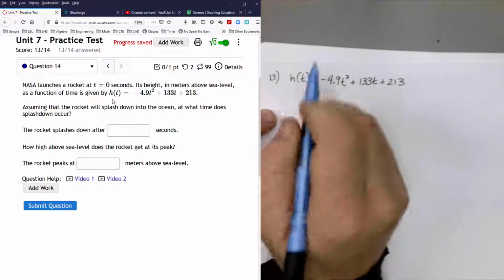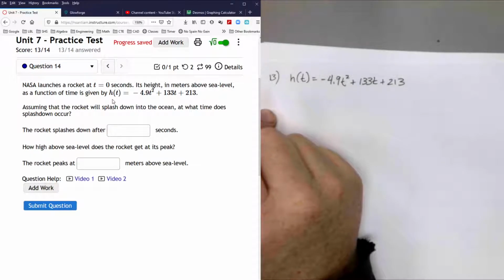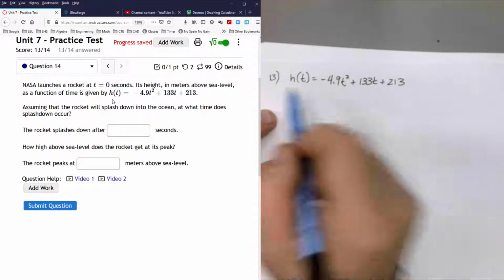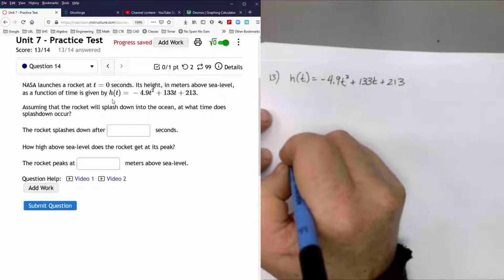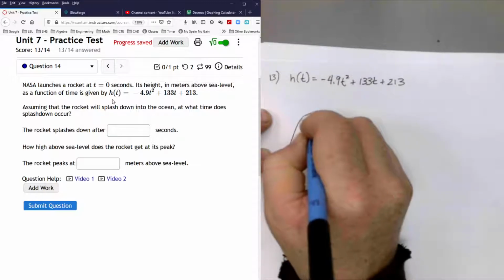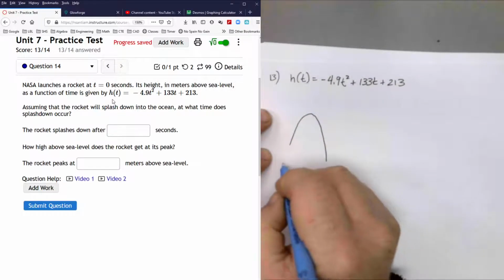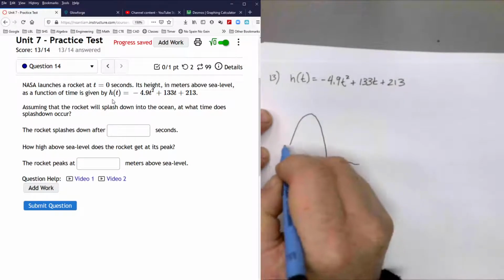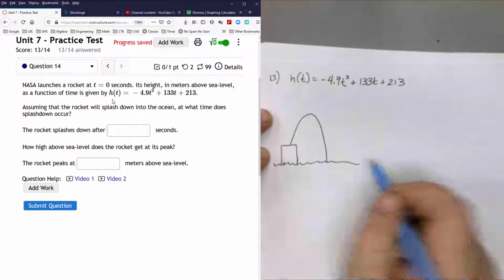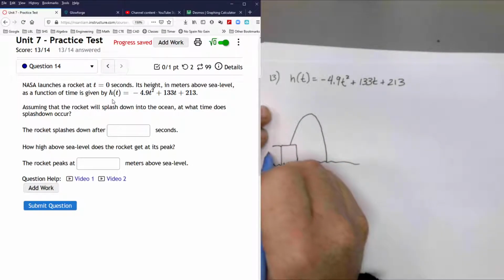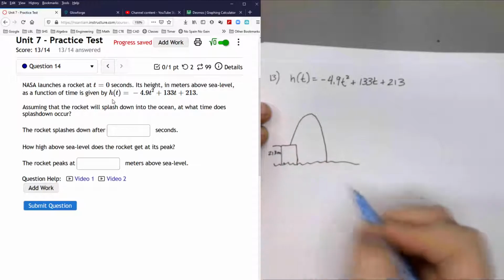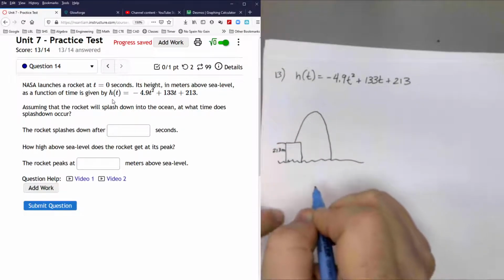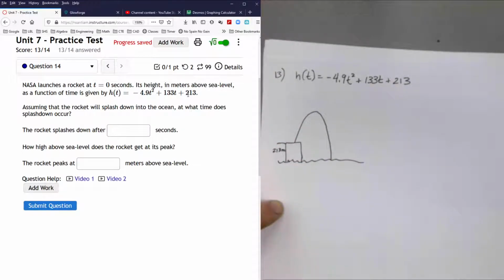The height is measured in meters above sea level. I can tell that when this rocket launches, so here's the water, and here's some platform that it's being launched off of. I can tell this platform is 213 meters tall. I can tell that from the equation, because at time 0, my y-intercept is 213.